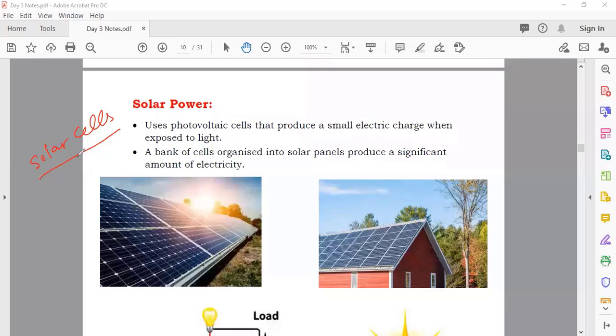They are made of a special material. Mainly they are made of silicon. It is an element in your periodic table. Silicon is a metal and non-metal?